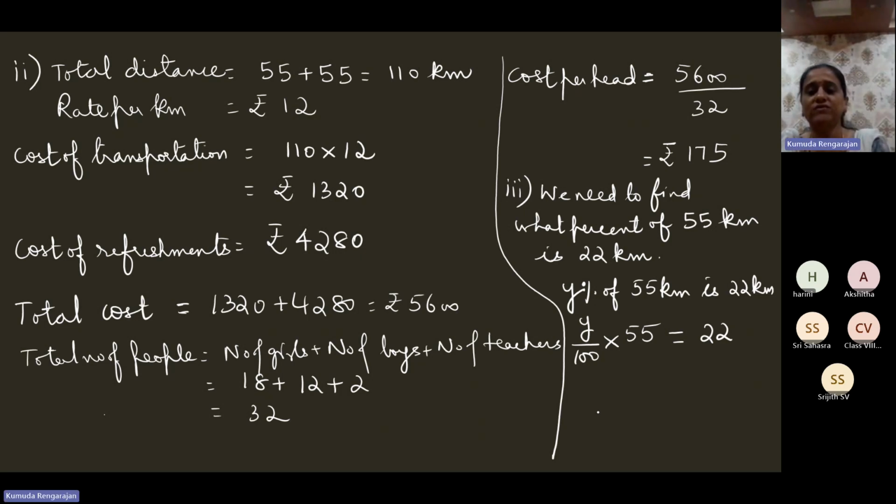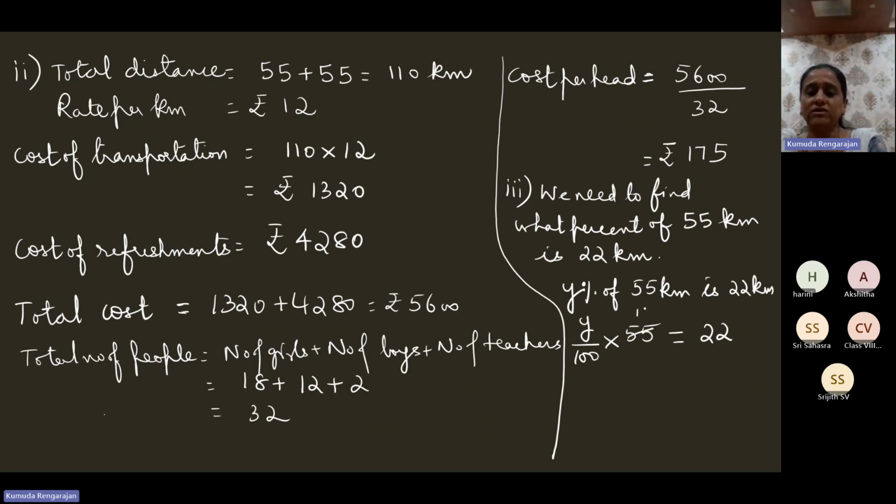Y percent of 55 kilometers is 22 kilometers. Percent means by 100. 5% is 5 by 100. 10% is 10 by 100. X percent is X by 100. Y percent is Y by 100. Of means into 55, is means equal to 22. So here we have the equation. We'll have to solve this equation and find the value of Y.